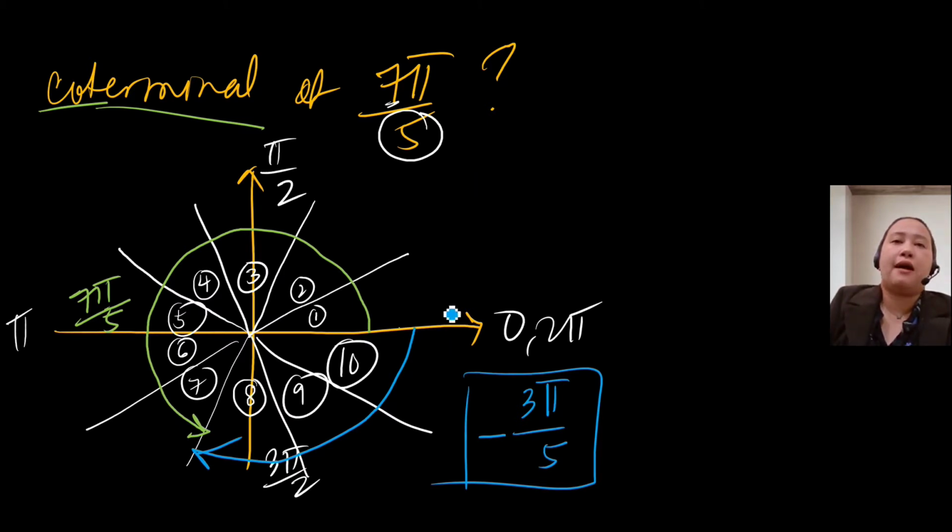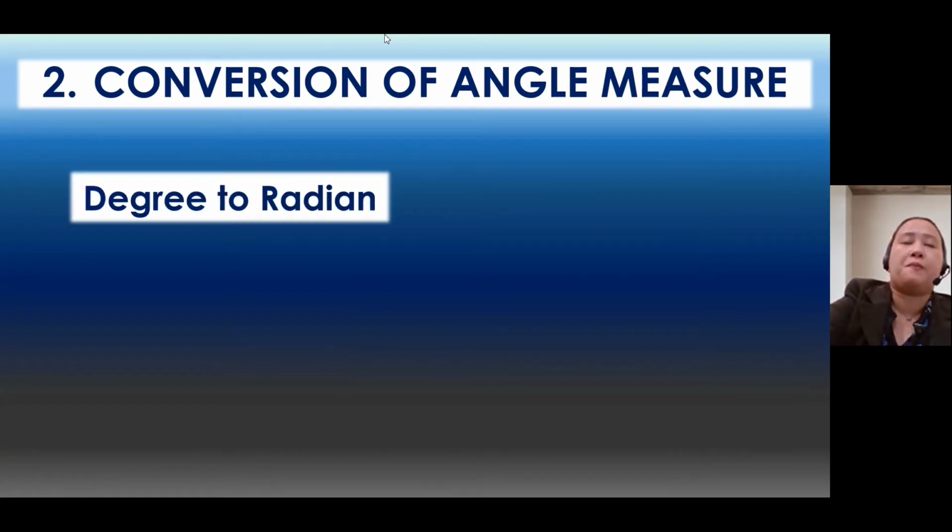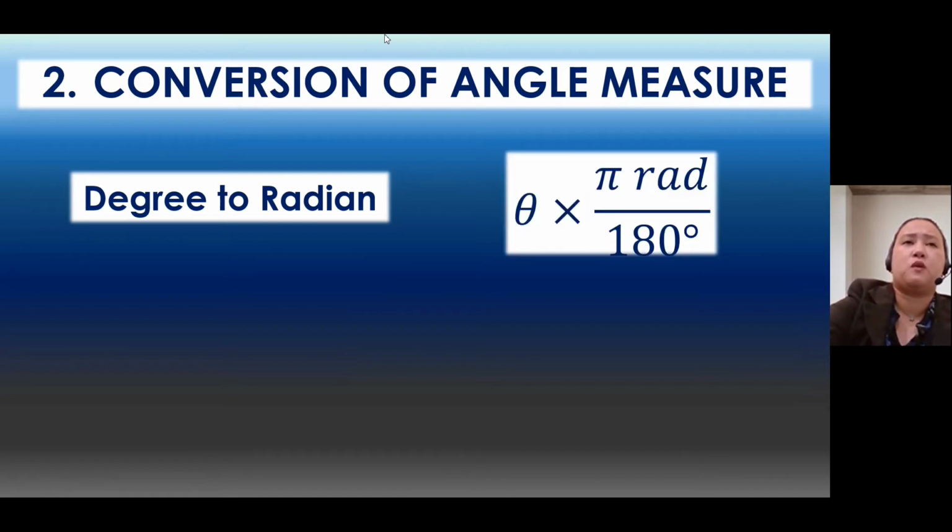Let us now go back to the PowerPoint. The next subtopic is conversion of angle measure. This is only a review, since you already discussed this in your high school. Converting degree measure of an angle into radians: the formula is the given angle in degrees, then multiply it by 2 pi rad over 180. Okay, class.